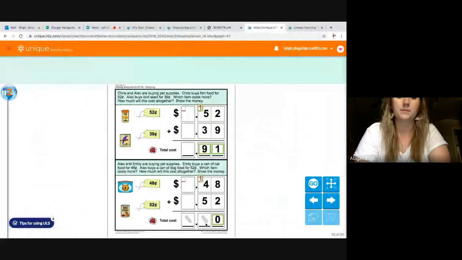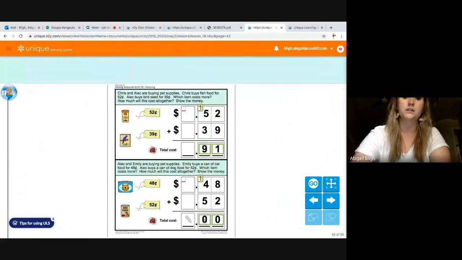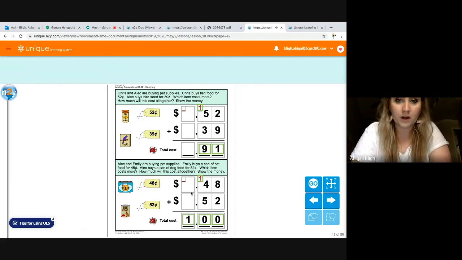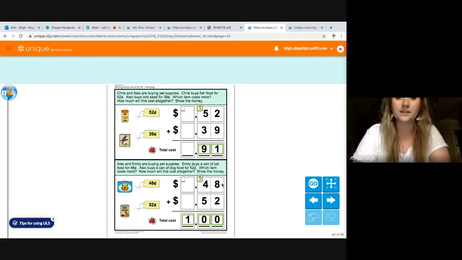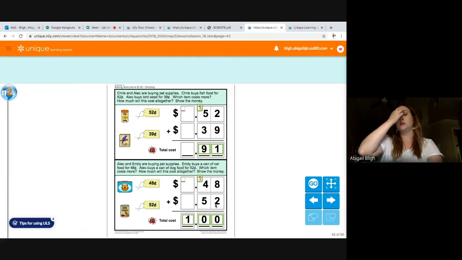In this case, my 0 again drops down first. And then my 1 is going to be right here. If there were more numbers in this column, my 1 would go up here, but there's not. Okay, so the 1 just goes right here. So 48 cents plus 52 cents equals $1.